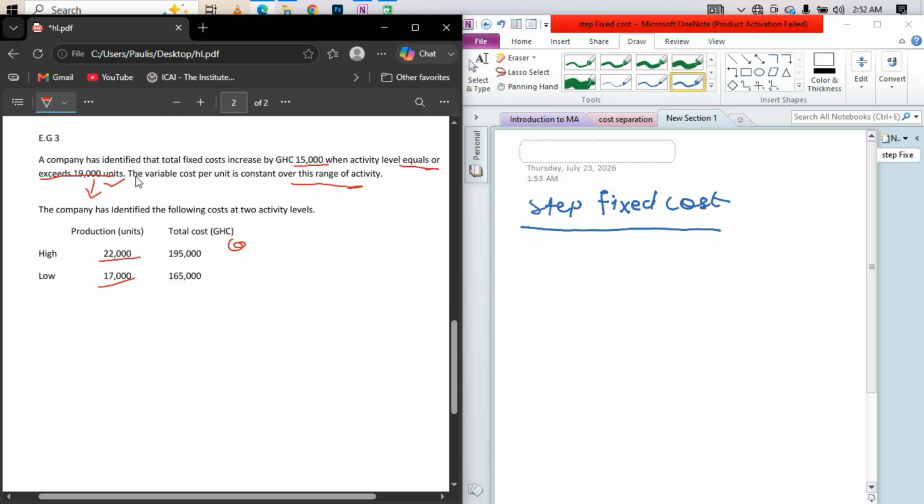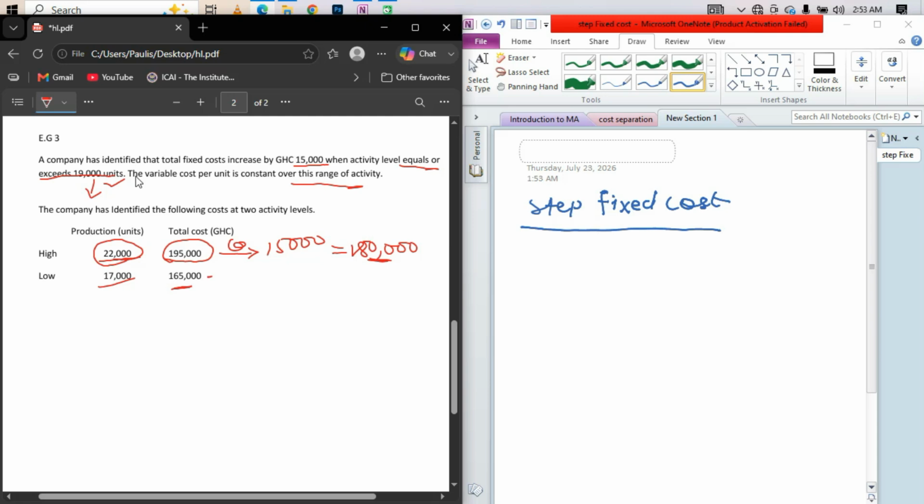So what we do is we must adjust one to meet the other. So the adjustment depends on the one that you want to adjust. So here the unit is 22,000, which is above the range, and the cost is 195,000. So if we want to adjust this one, then we are going to subtract the 15,000, that's the increment in the fixed cost, from the 195,000. So that will give us what? 180,000.